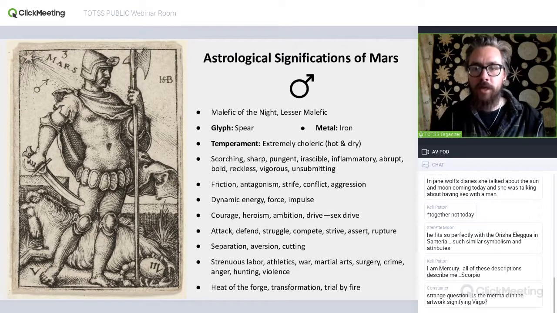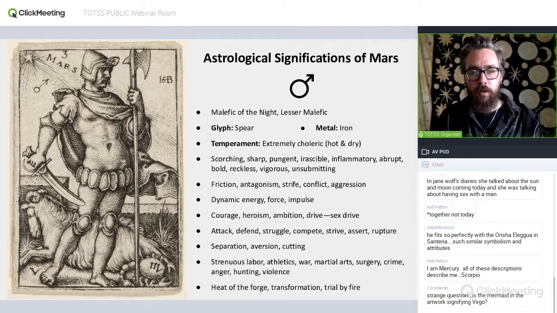Mars is the malefic of the night, or the lesser malefic. His glyph is essentially a stylized version of a spear, and Ares and Mars were almost always depicted carrying spears. And his metal is iron. Again, we think about iron and its use in weapons and other tools, right? So Mars's temperament is extreme. He's extremely choleric, so he's very hot and very dry.